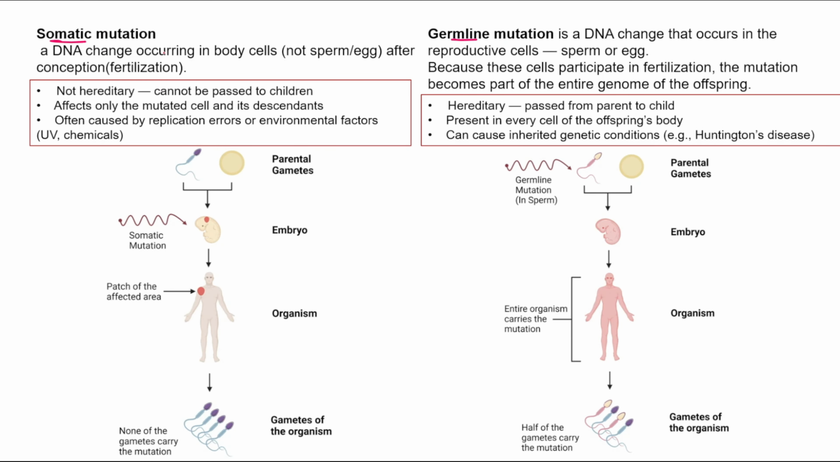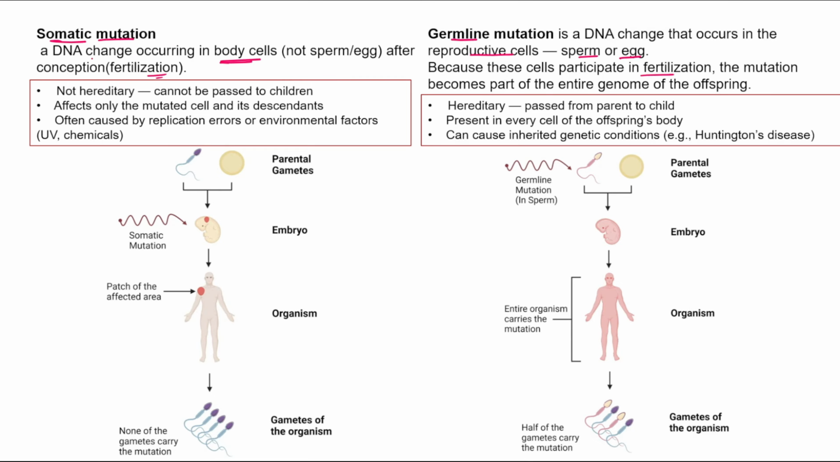So what is a somatic cell and what is a germline cell? A somatic cell is a body cell that cannot participate in fertilization, and a germline cell is a reproductive cell, that is sperm or ovum, that participates in fertilization. When the mutation occurs in a body cell, it is called a somatic mutation, and when the mutation occurs in a germline cell, it is a germline mutation.